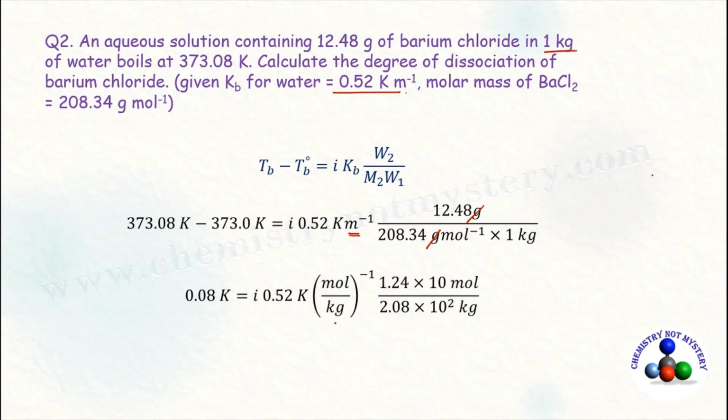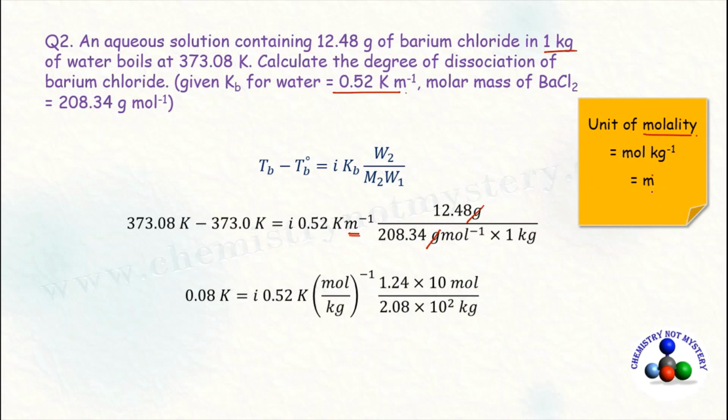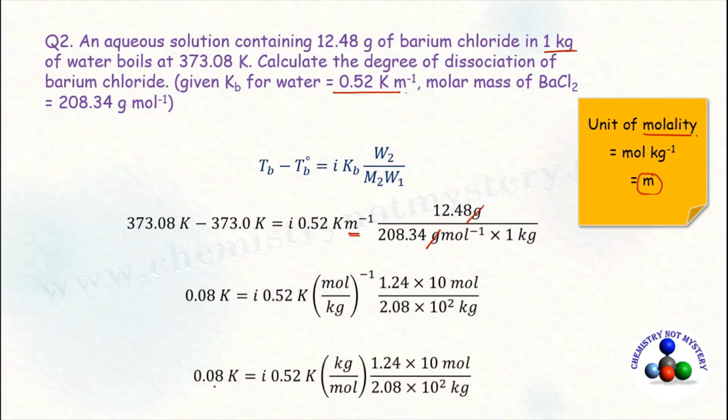Molal can also be written as mole per kg because it is the unit of molality. Either you can write molal or you can write mole per kg. So here when you replace molal with mole per kg, here we have converted 12.48 into scientific notation up to 2 digits. So here you will get 1.24 into 10 mole because this per mole will go in the numerator, and in the denominator you will get 2.08 into 10 raised to 2 kg. Now when you apply minus 1 to the bracket, you will get 0.08 Kelvin is equal to I into 0.52 Kelvin. Kg will go in the numerator and mole will go in the denominator. So here you will get kg per mole. So here mole and this mole will get cancelled out. Kg and kg will get cancelled out.